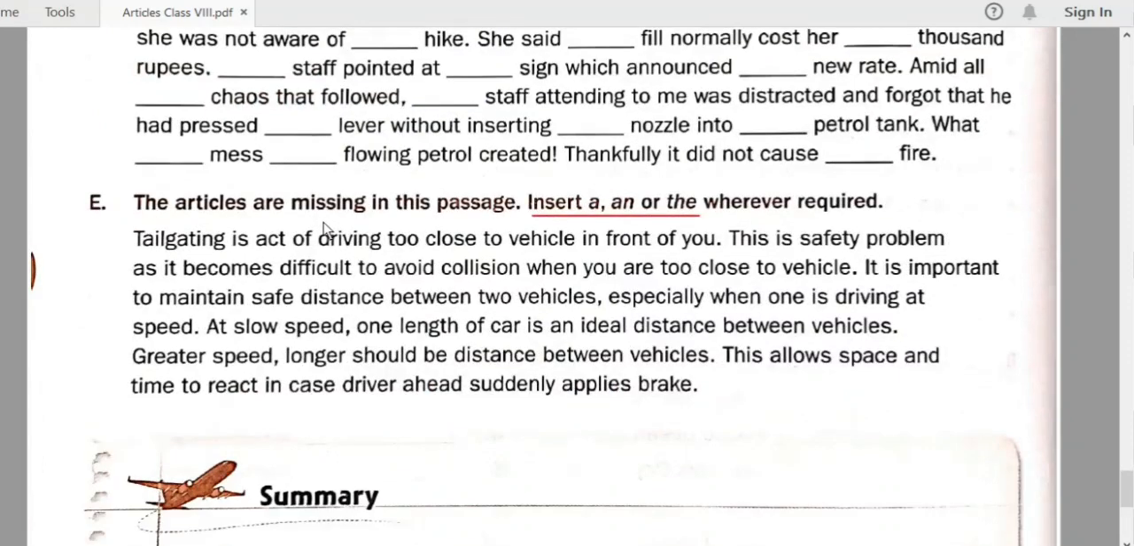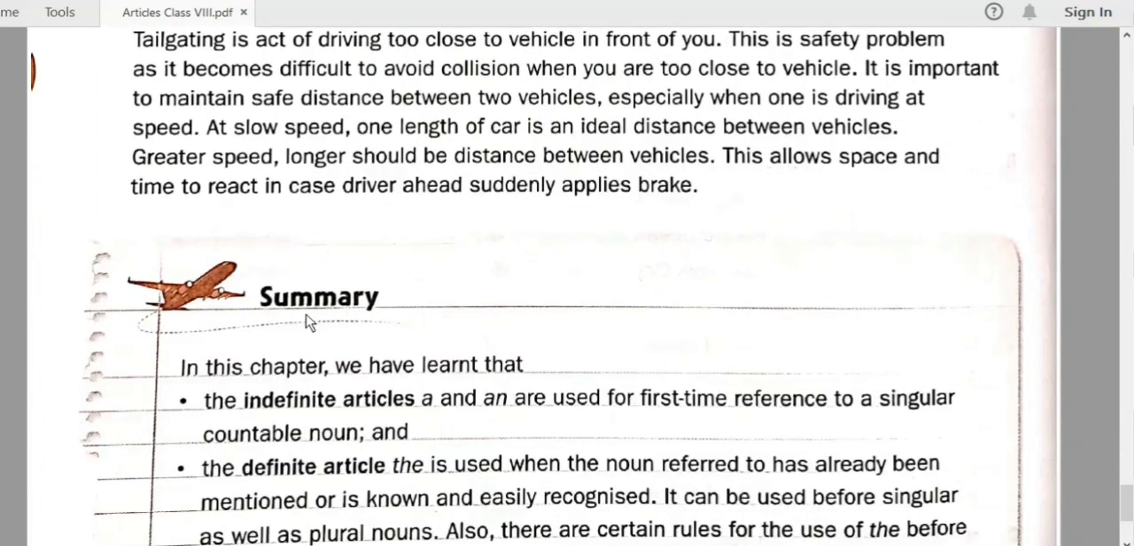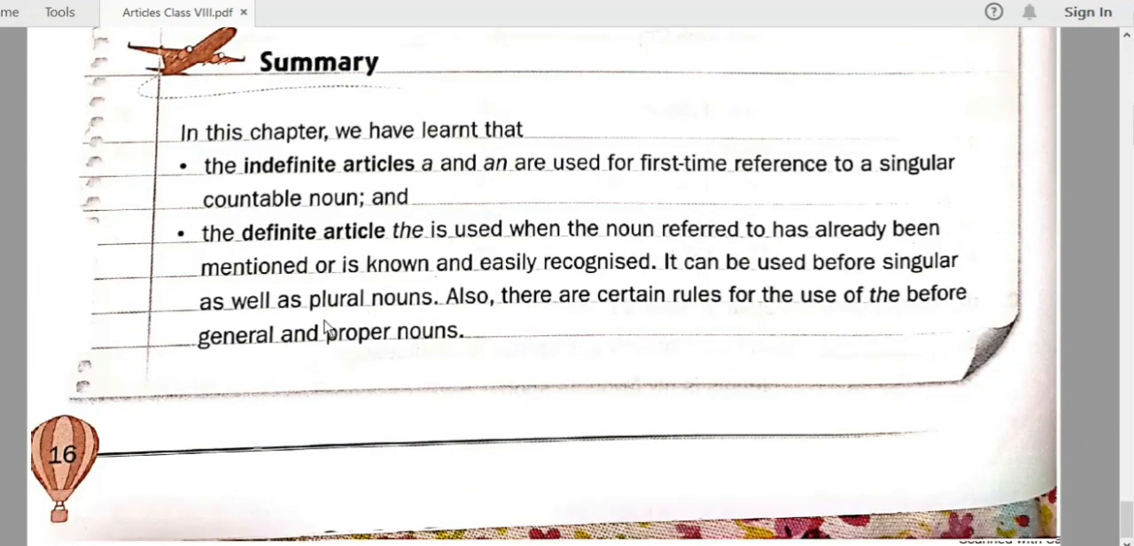Hope this chapter is finished and the summary is given. So this is the summary, just read it. In this chapter we have learned that the indefinite articles a and an are used for the first-time reference to a singular countable noun. Once again I have read it: before a singular countable noun we use the indefinite article a and an.